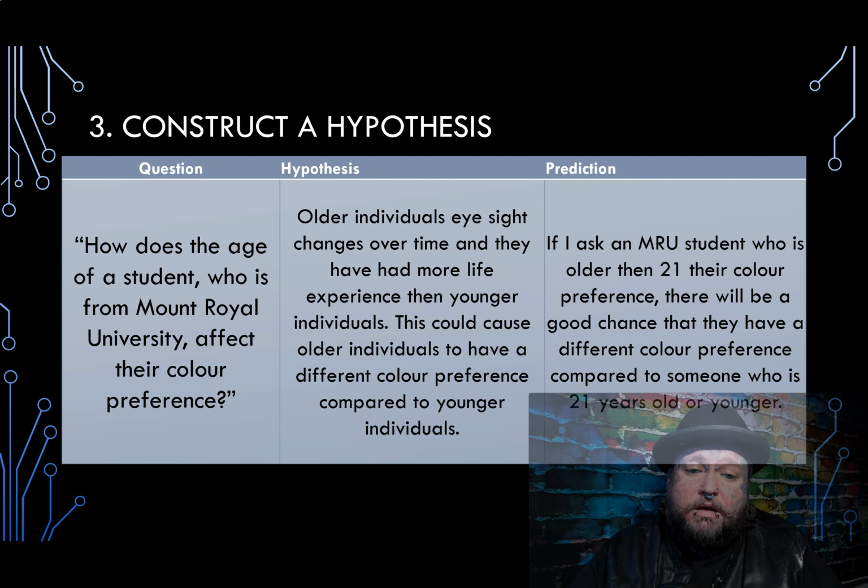And then they make a prediction, keeping it to the if-blank-then-blank kind of statements, which is something that's testable. So if cause, then effect. And these make this testable because they're if-then statements. Either it is this or it's one or the other. So here they're saying, if I ask a student who is older than 21 their color preference, there will be a good chance that they have a different color preference compared to someone who is 21 years old or younger.